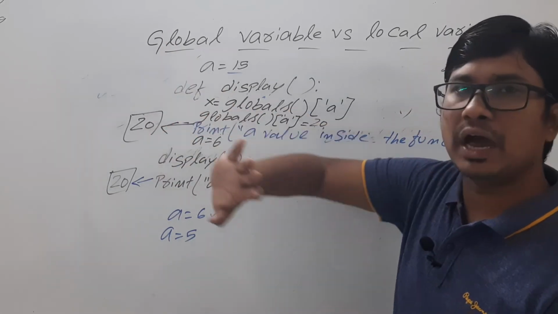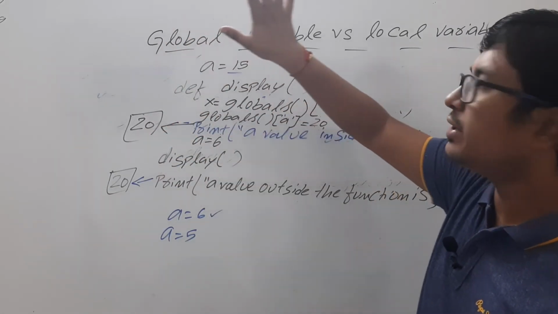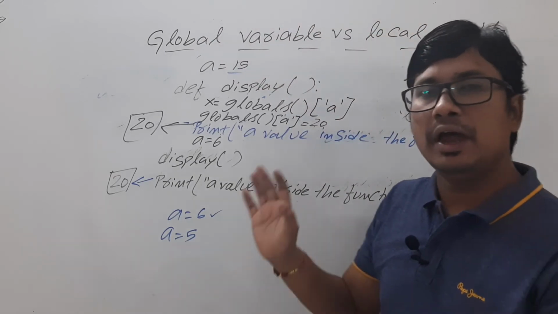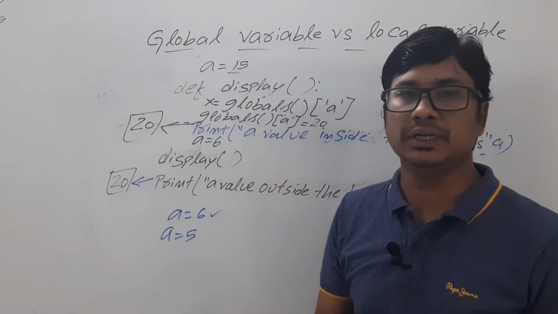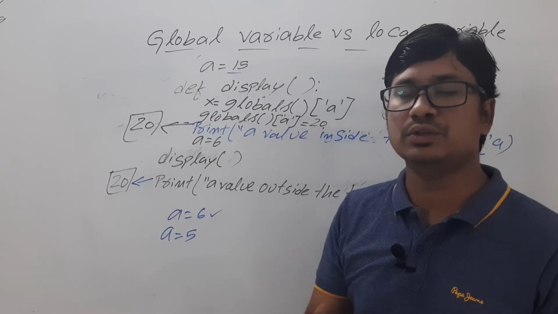So I hope you have understood what a global variable is and what a local variable is and how to write the programs related to it. If you still have any doubts, don't worry.